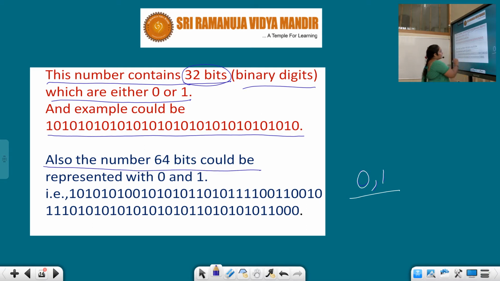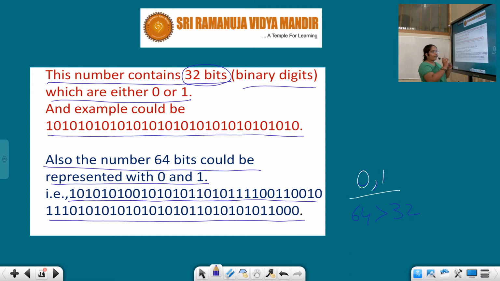Also, the number 64 can be represented with 0 and 1. As I said in the last session, 32 is less than 64. It means 64 can occupy more space to store the instructions or the data. So, 64 is greater than 32 bits. It is also represented in the format of 1s and 0s, and it occupies 64 slots. It means 64 values can be entered when 64 bits are required.